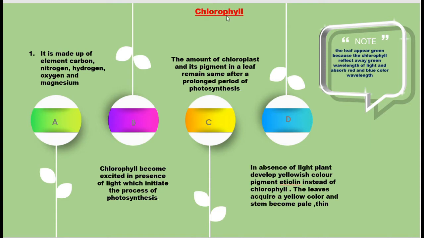pigment called chlorophyll. This word chlorophyll can be divided into two parts. The first part is chloro, which means green, and the second part is phyll, which is leaf. That means the green leafy part of the plant. This chlorophyll absorbs or taps the solar energy, and this is present in the chloroplast.